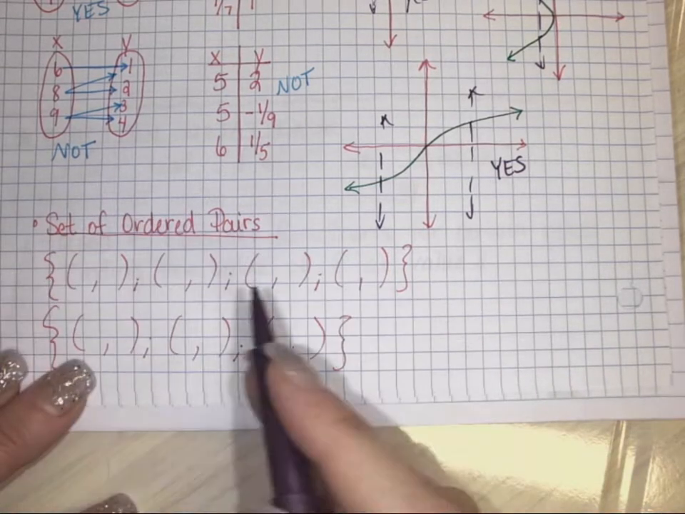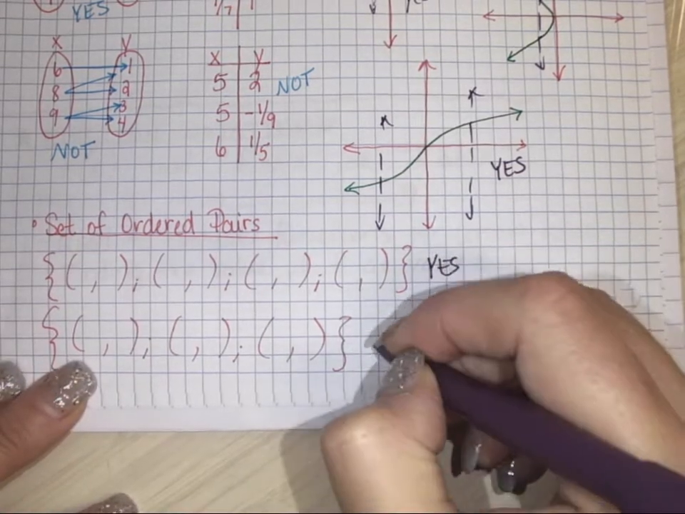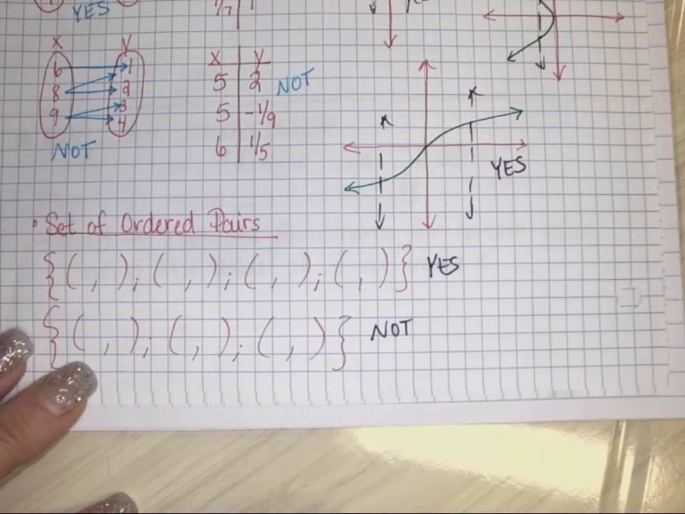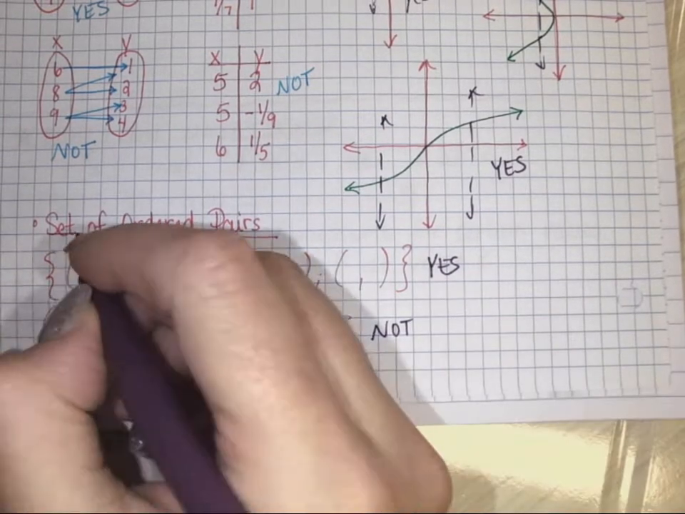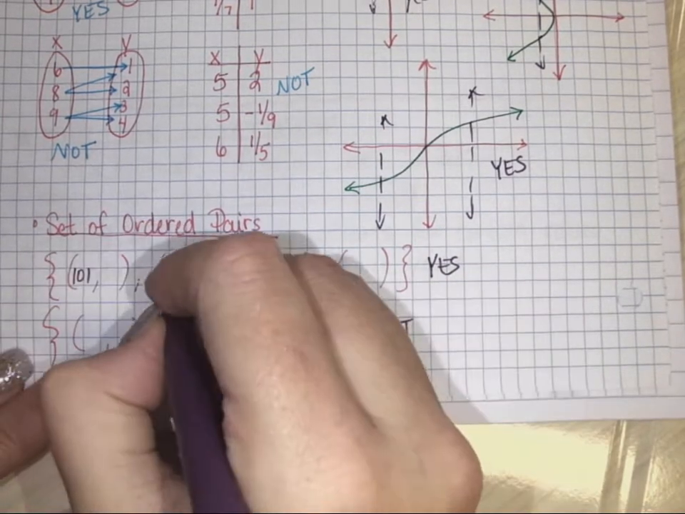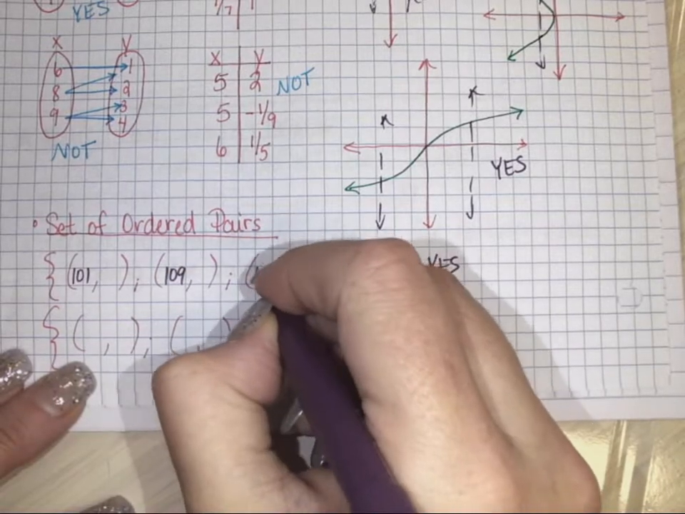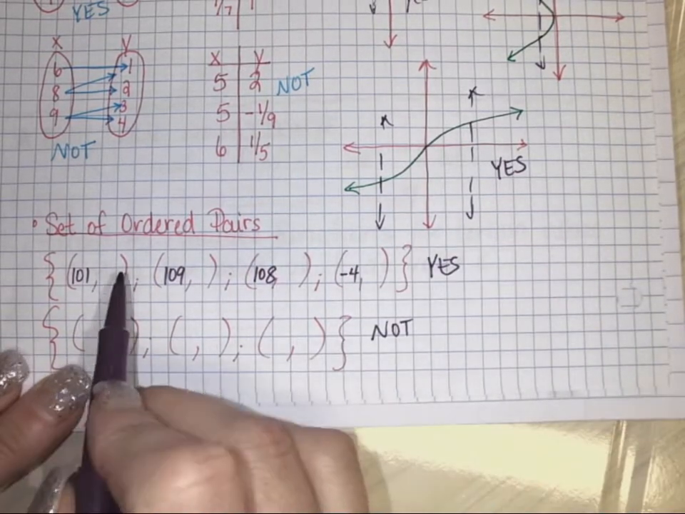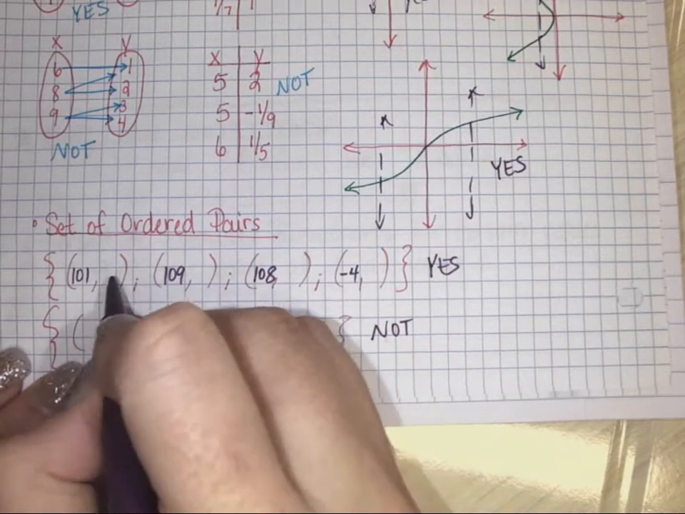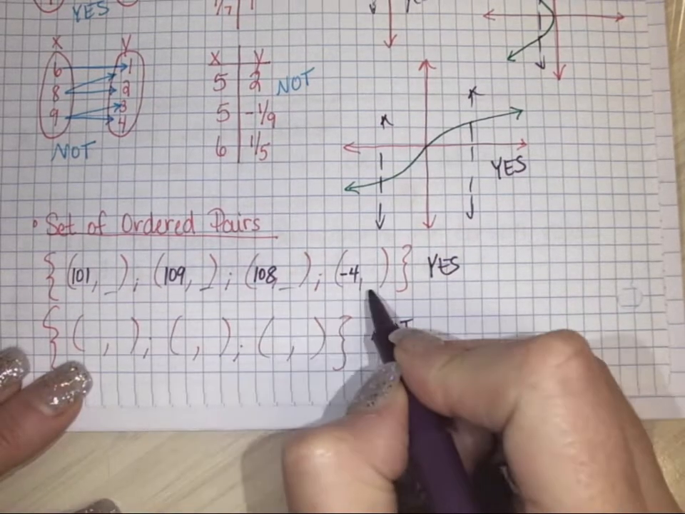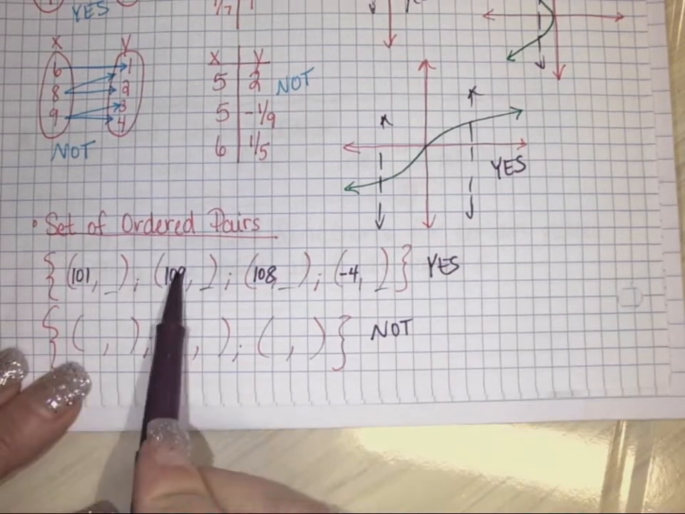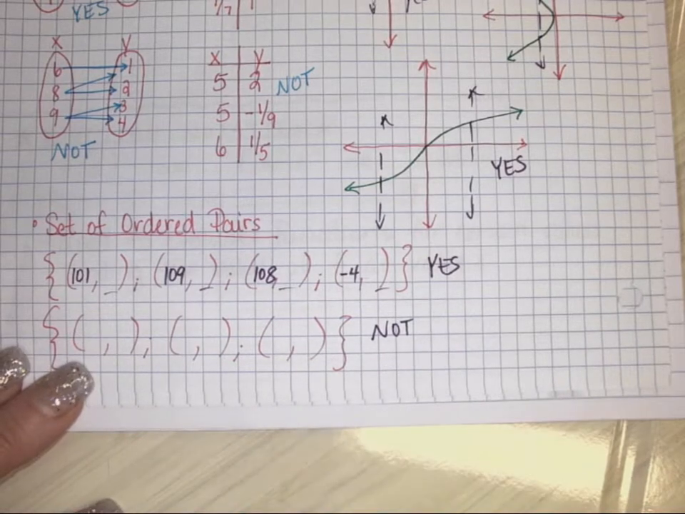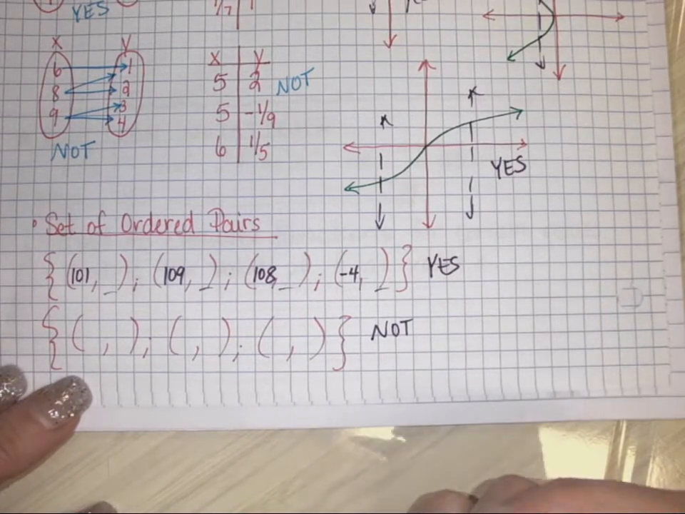Once again, remember, if it is a function, no x can be repeated. So if we have 101, 109, 108, -4, as long as, it really does not matter what these y values are. As long as I don't have an x paired more than once, then yes, it's a function. Not a function.